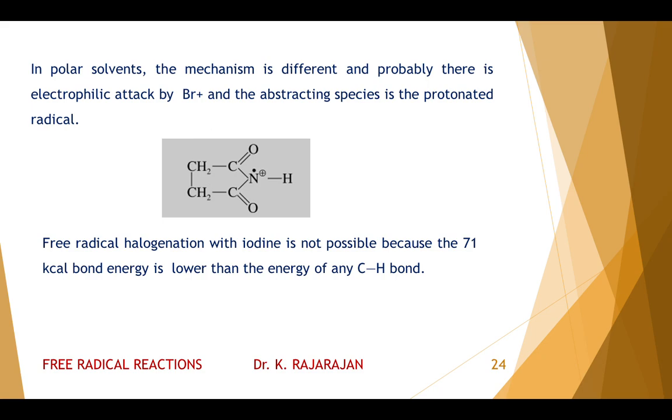In polar solvents, the mechanism is different and probably there is electrophilic attack by Br plus, and the abstracting species is the protonated radical. Free radical halogenation with iodine is not possible because the 71 kilocalories bond energy is lower than the energy of any carbon-hydrogen bond.